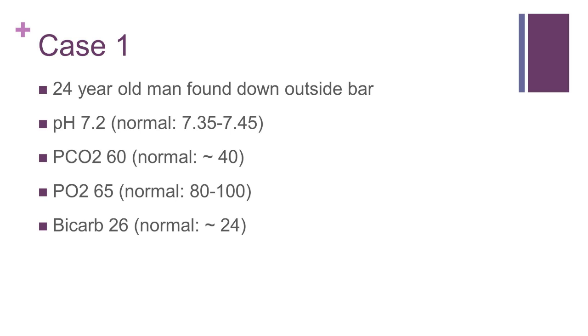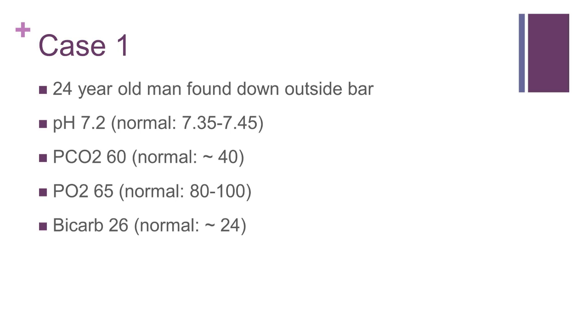Our first case is a 24-year-old man who is found down outside a local bar. He is brought in by EMS and is noted to be quite somnolent, only grimacing slightly to sternal rub. His respiratory rate is 6 and his breaths are quite shallow. An ABG is obtained in the ER, which demonstrates the following. pH is 7.2, PCO2 60, PO2 65, and bicarb of 26.